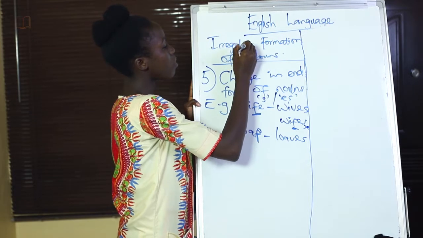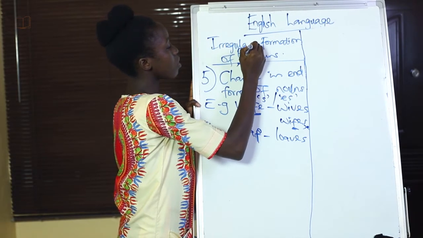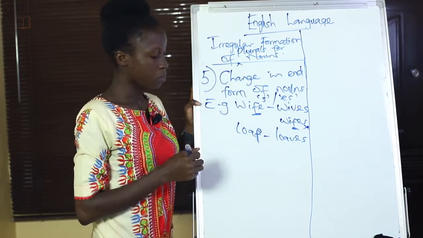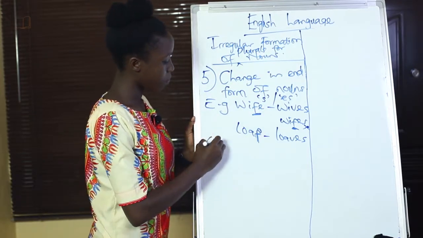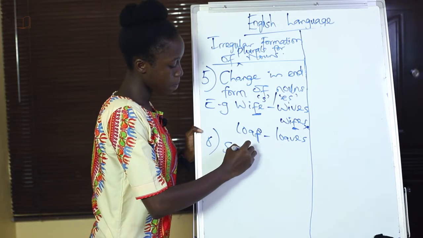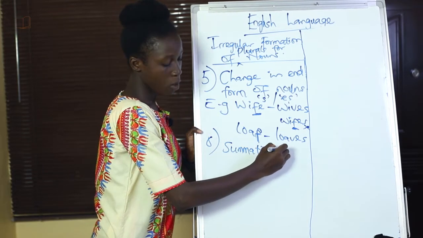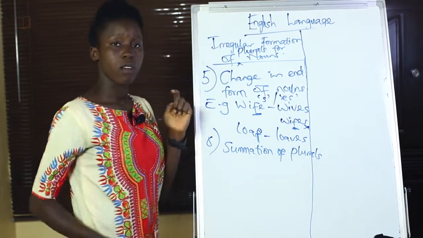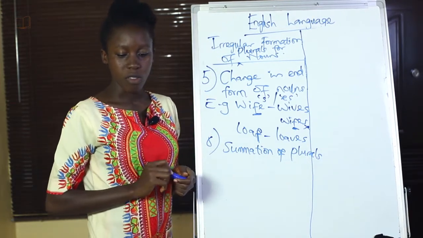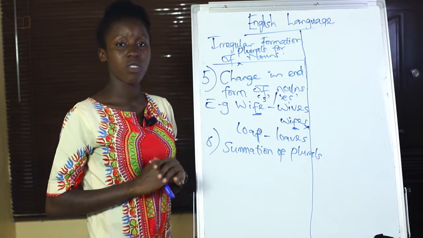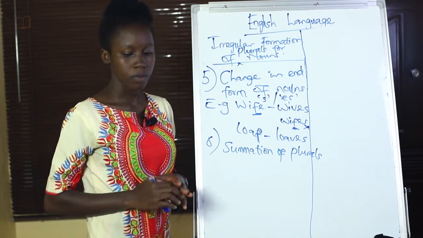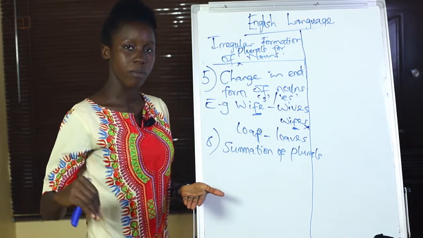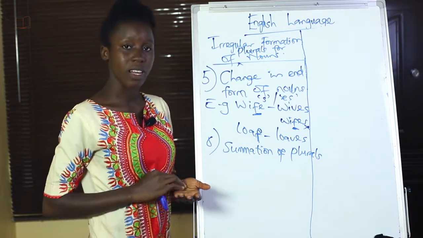Irregular formation of plurals for nouns. You have summation of plurals. That's the sixth for that. Summation of plurals. There are some nouns that are unchanging in their forms. They maintain the same way that they are written.